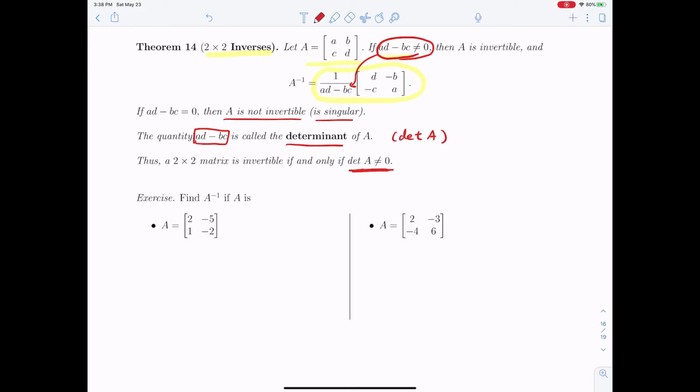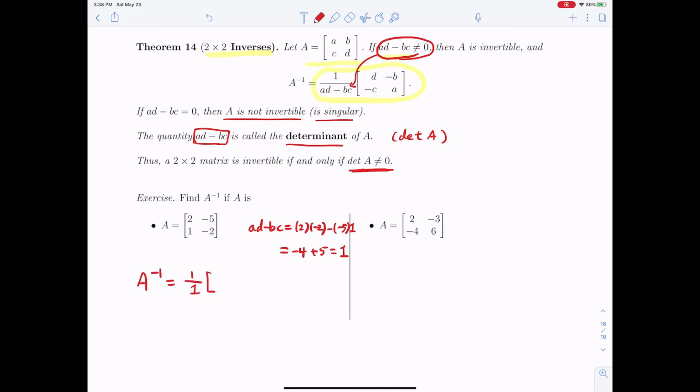Okay, so let's solve these problems together. Here, AD minus BC equals 2 times negative 2 minus negative 5 times 1, which gives negative 4 plus 5, that equals 1. So the first matrix is invertible, and the inverse matrix is given by 1 over 1.